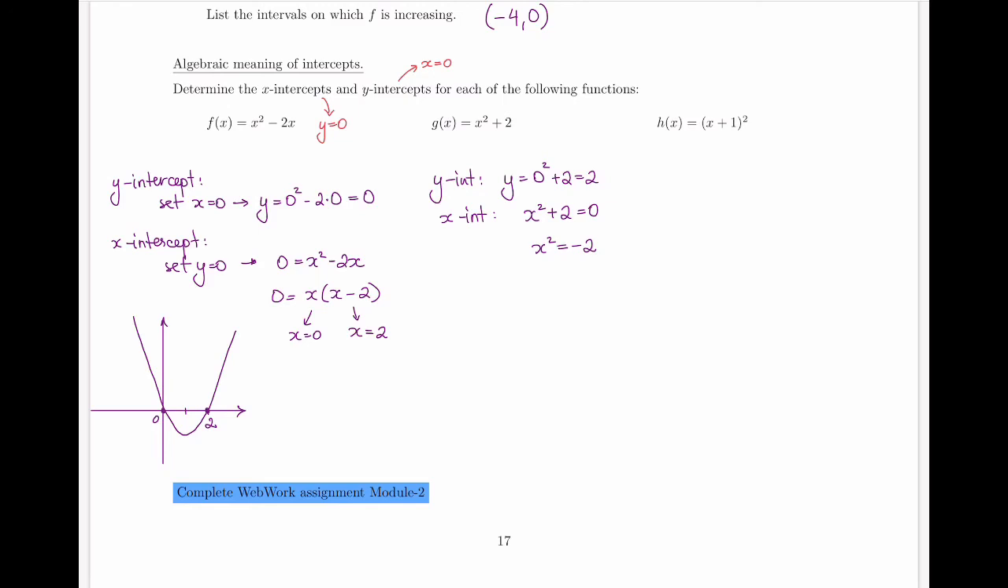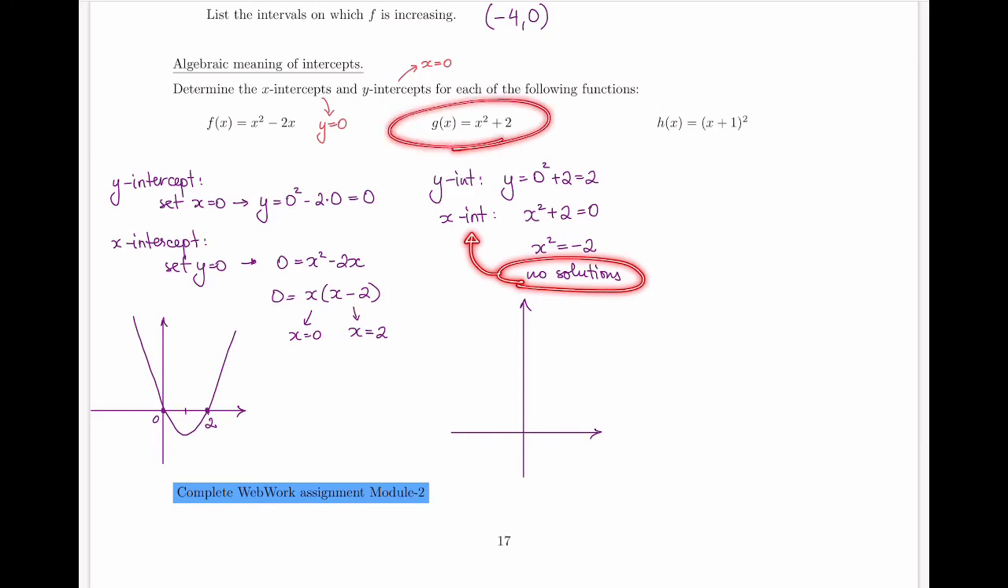Now, of course, I know that nothing squared can ever result in a negative number, which means that this equation has no solutions. That's okay. Not every equation in life has a solution, and this is just one of the ones that doesn't. Which means, this is a very important point to realize here, that no solutions means there are no x-intercepts.